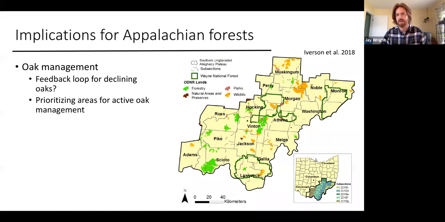And also trying to see if we can use any of this data on blue jay populations to prioritize areas for active oak management, where you can maximize the dispersal potential for oaks. So we have all these public lands. This figure is kind of showing a lot of public lands in southern Ohio, but there's lots of public lands across the Appalachians, and also a lot of private landowners that are interested in this. So trying to figure out, maybe help target the areas for active oak management.